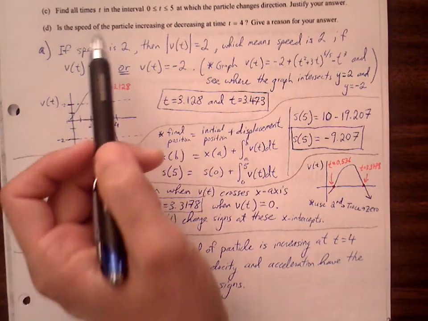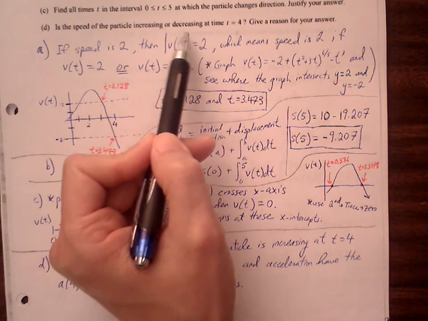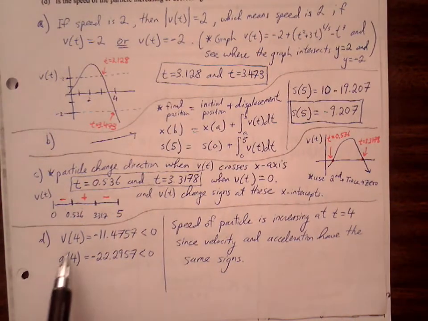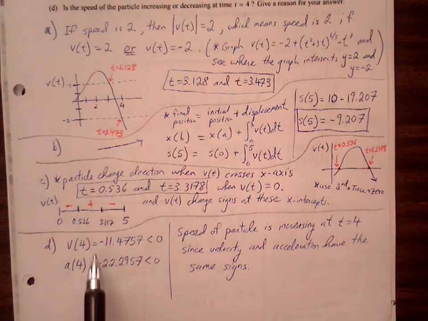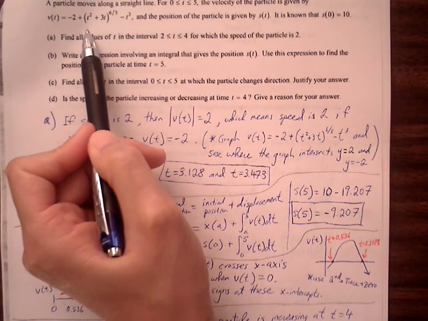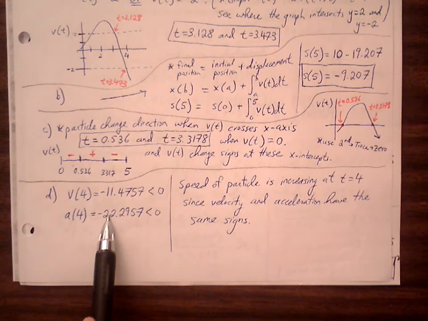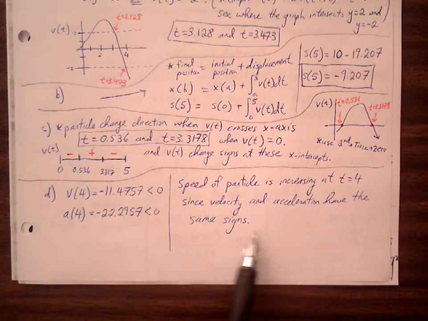Okay, part D, is the speed of the particle increasing or decreasing? This is dependent on comparing signs between velocity and acceleration. So we have our velocity function. We can plug 4 into the velocity function, and we're going to get -11.47. And we can also use our derivative feature to find the acceleration at t equals 4. And that is going to result in a negative value as well. So velocity and acceleration are both negative. They have the same signs, which indicates that speed of the particle is going to be increasing at that time t equals 4.